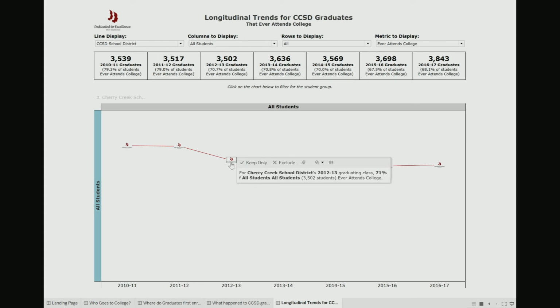There was a drop-off in college attendance between the class of 12 and the class of 13. Before that, it was about 3 out of 4 kids who ever attempted college. Now it's closer to 2 out of 3, and has been for the last 5 graduating classes.